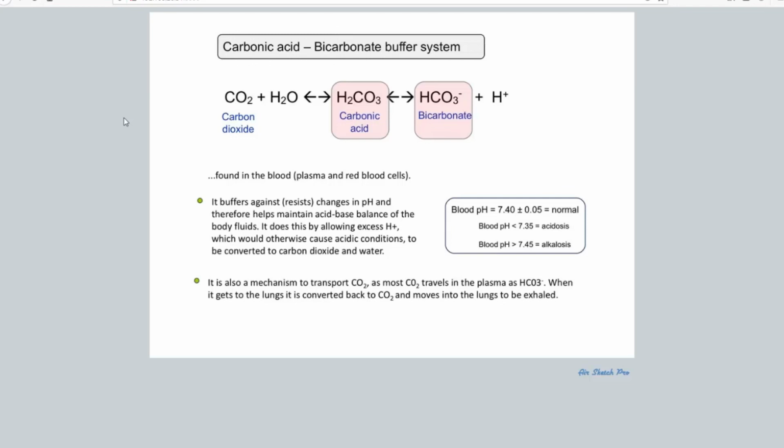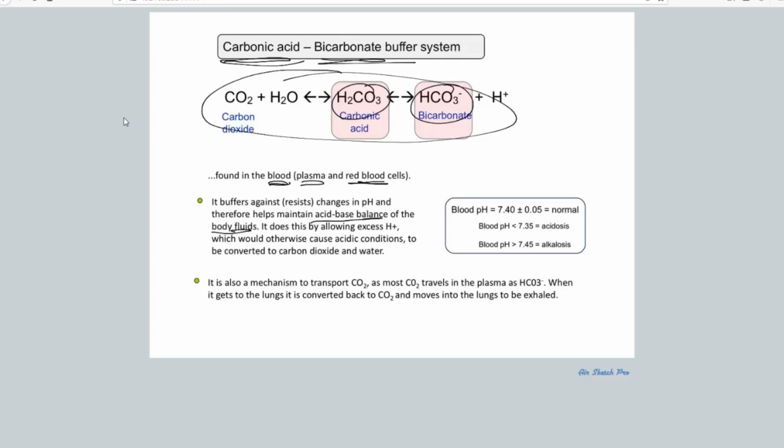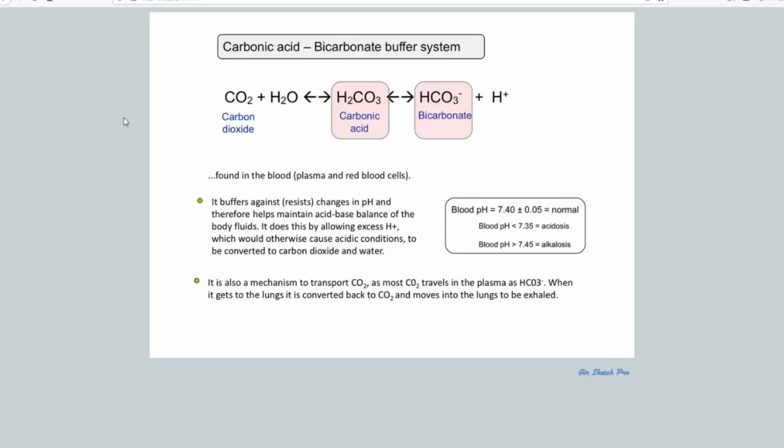Okay? And this equation right here is part of a larger buffer system that we call the carbonic acid bicarbonate buffer system. Here's our carbonic acid, there's our bicarbonate. And this is found in the blood, both in the plasma and the red blood cells. And this buffer system is one of the major ways that we're going to help maintain acid-base balance of the body fluids. And we'll talk a little bit more about how that happens a little later on. But for now, what I want you guys to know is that carbon dioxide enters into this equation and it eventually gets converted to bicarbonate, and that's how it travels in the blood.